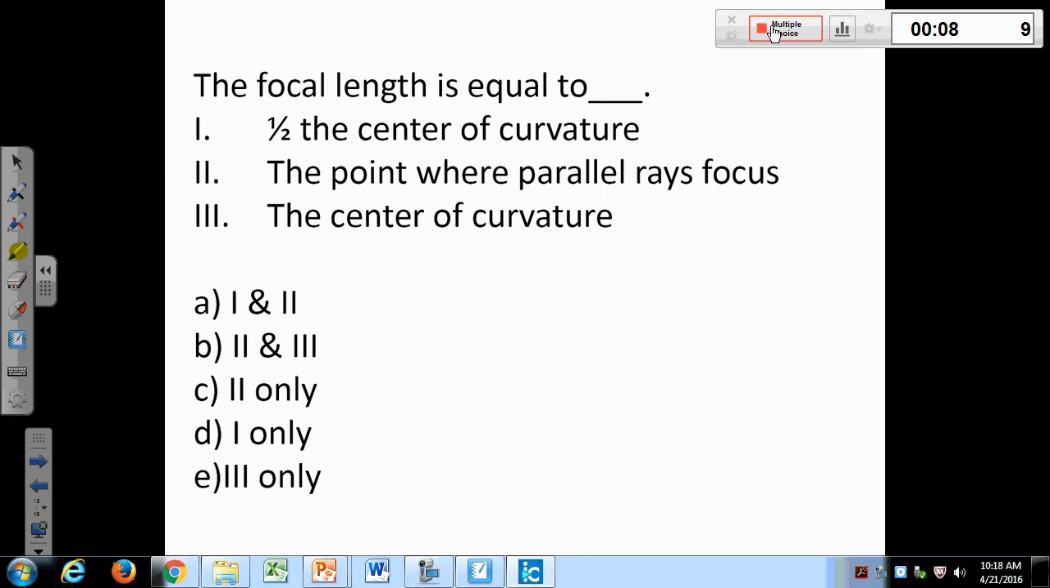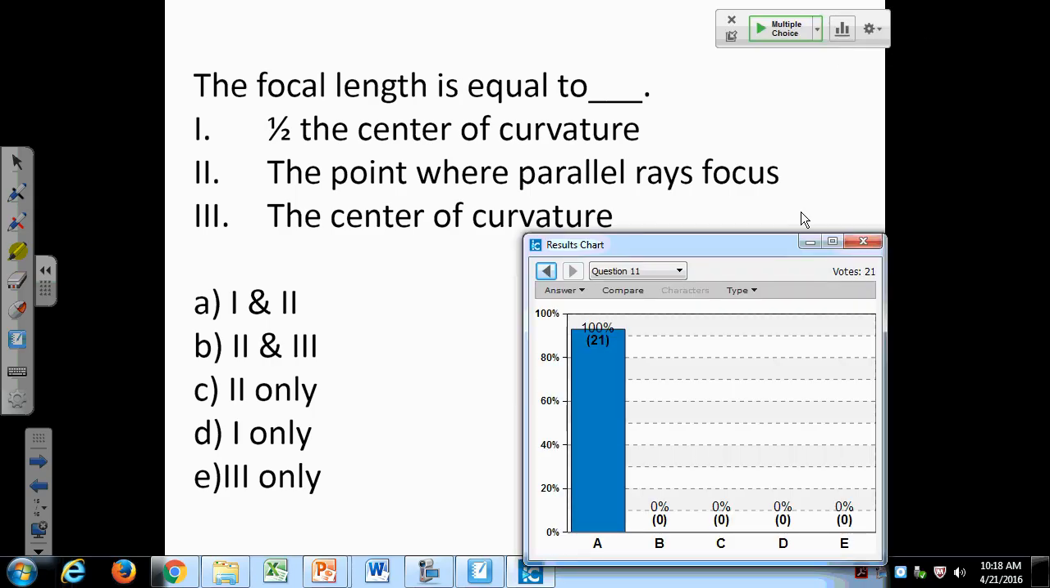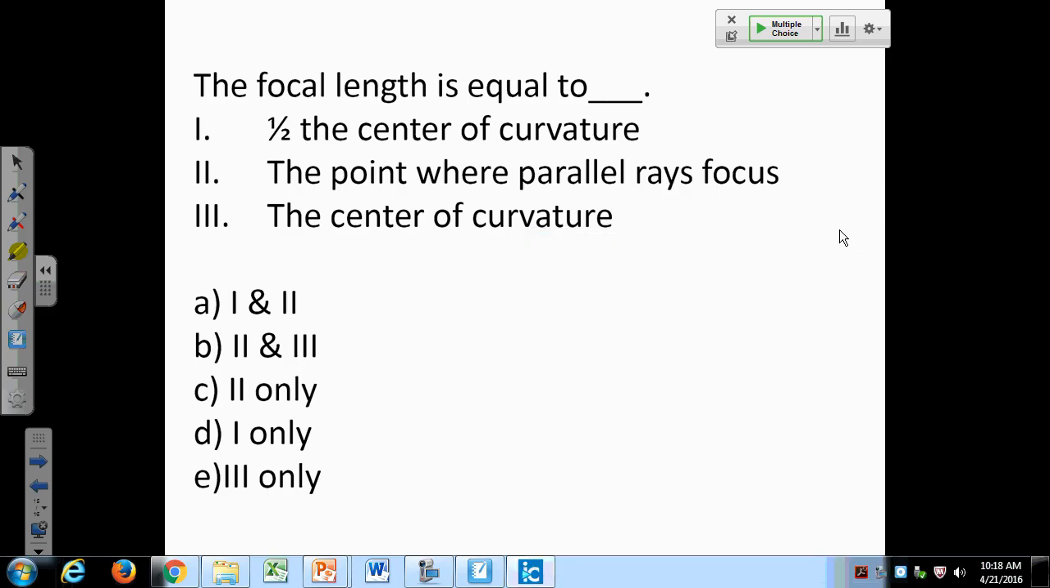The focal length is equal to which of these? We'll stop at 35. All right, that's right. Focal length is half the radius of curvature R, the point where parallel rays focus. Two different ways to describe that.